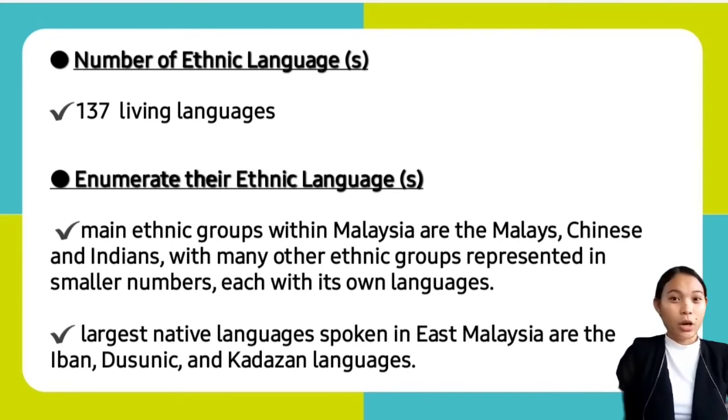Other native Malaysian languages, of course, which are: first, Chinese. Mandarin is used to educate children in Chinese schools in Malaysia. Tamil. Various dialects of Tamil are spoken within Malaysia. Other Indian languages spoken in Malaysia include Gujarati, Hindi, Bengali, Malayalam, Punjabi, Telugu, and Urdu.